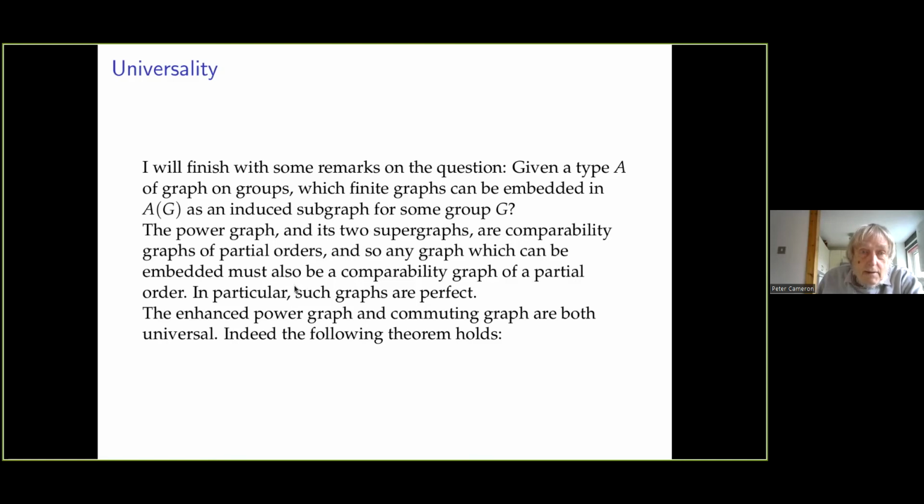but the enhanced power graph and the commuting graph are both universal. In fact, you can prove they're universal in a single argument, which also does something else. And I want to tell you about that because I think this raises many interesting questions about graphs on groups, which some of you might like to tackle. So here's a theorem.